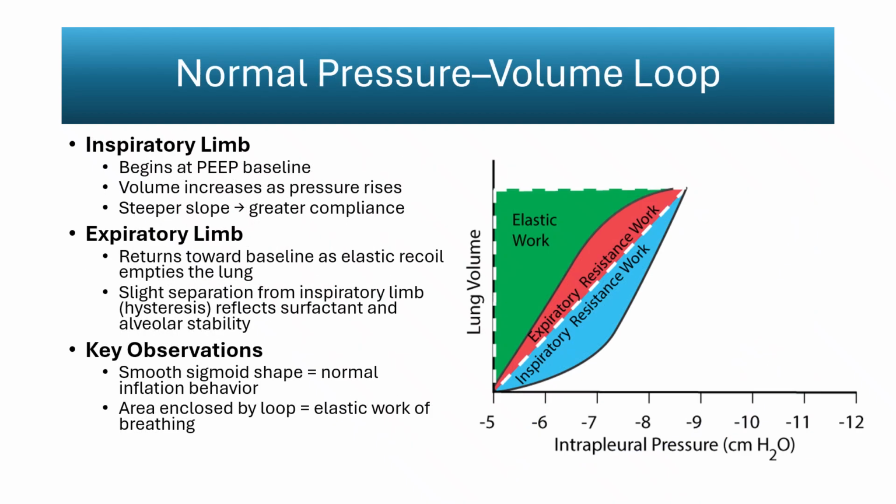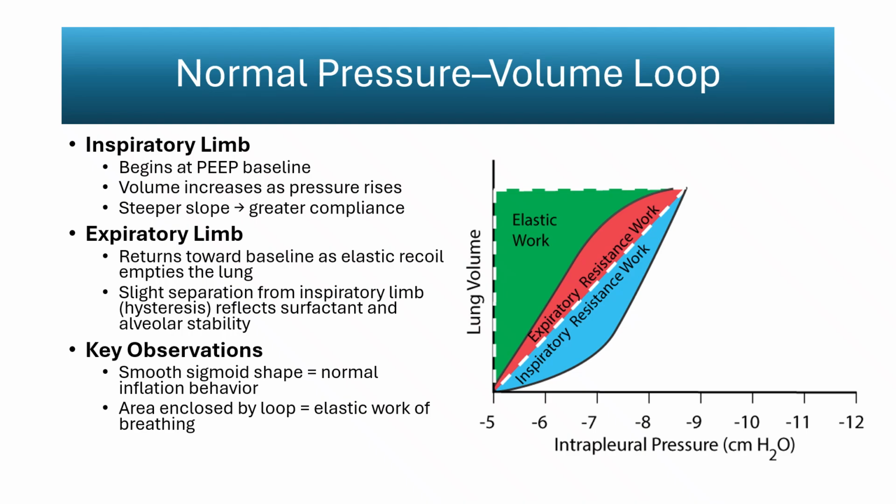A normal pressure-volume loop begins at the level of positive end-expiratory pressure. As inspiration starts, pressure rises gradually, and the lung accepts increasing volume. The inspiratory limb forms a smooth, upward curve. The steepness of this slope shows how compliant the lung is. When compliance is good, a small rise in pressure produces a noticeable increase in volume, creating a steeper path. When compliance is lower, the limb rises more slowly because more pressure is required to add the same amount of volume. At end inspiration, the loop transitions into the expiratory limb as the lung recoils.